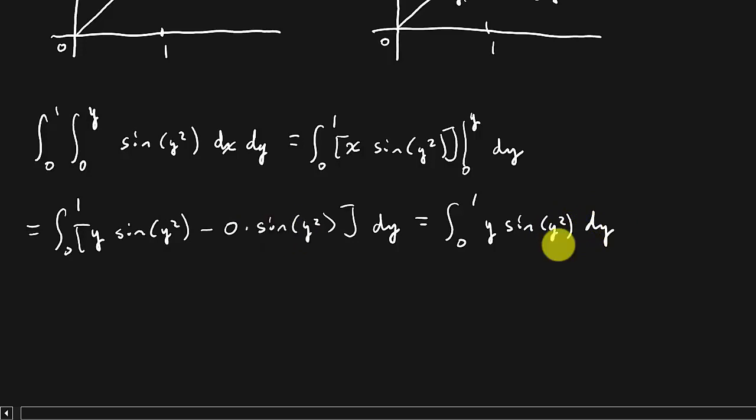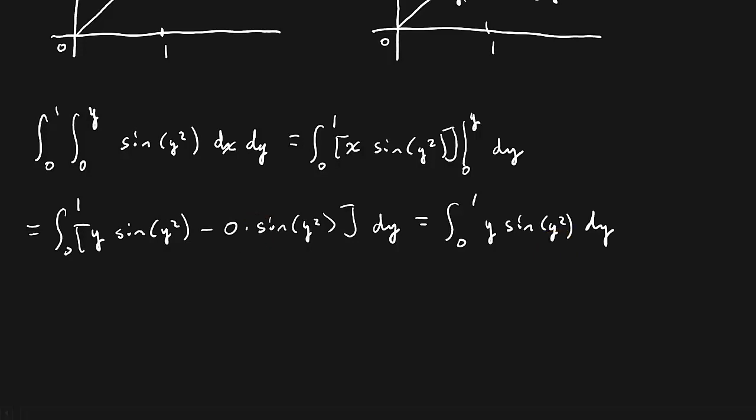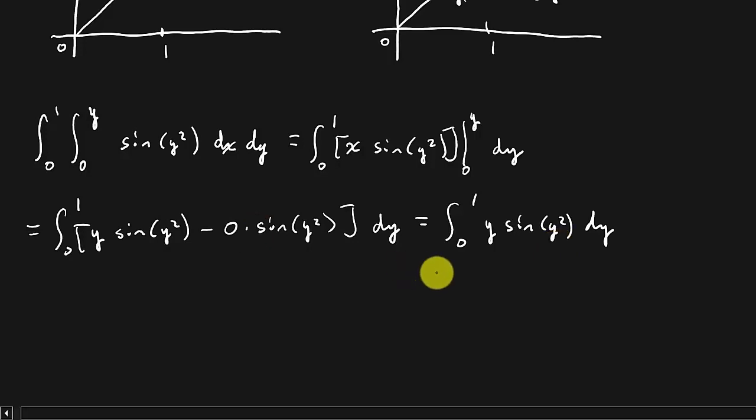And now I can integrate that. That's u substitution. I'm going to let u equal y squared. Du is 2y dy.